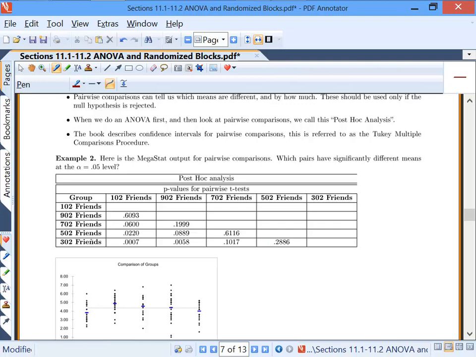Notice it sets it up so all the groups are down one side and all the groups are across the top. Why are the top squares empty, do you think? It would be redundant, right? You don't need to do 102 versus 902 and 902 versus 102. So the top is empty because it would be redundant, and also you don't need to compare 102 and 102, because obviously they have the same population mean since it's the same set. So just looking at these numbers, which ones do you think have different population means?